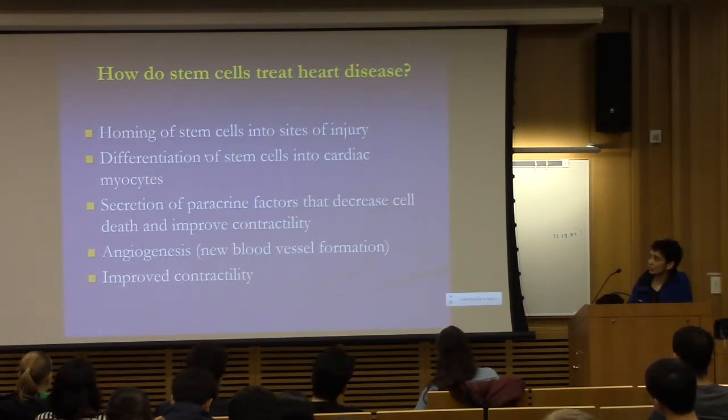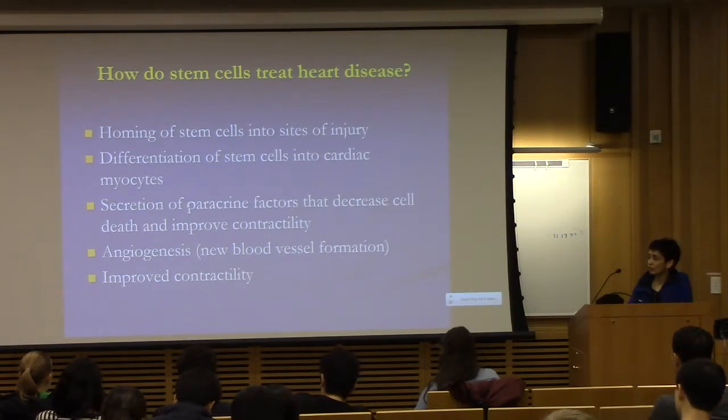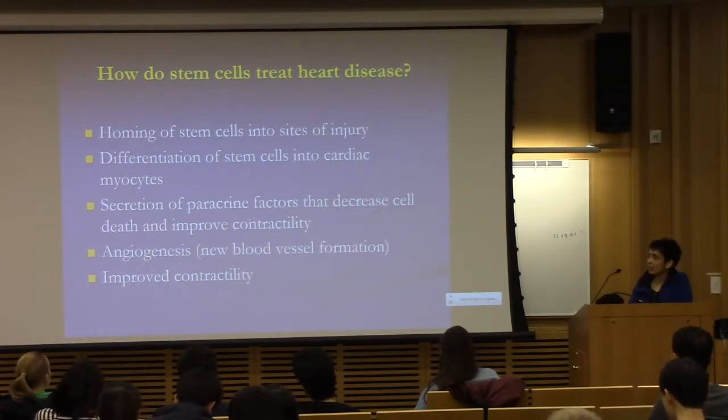So differentiation of stem cells into cardiac myocytes is most possible with embryonic stem cells or pluripotent stem cells, but these are not in clinical trials for heart failure yet. The most commonly used stem cells are the adult stem cells, and very few of them actually differentiate into cardiac myocytes. The mechanism whereby most of them improve heart function is secretion of growth factors and paracrine factors, and that can reduce death of cardiac myocytes, improve contractility, reduce inflammation, and promote angiogenesis. So all of these are paracrine mechanisms.